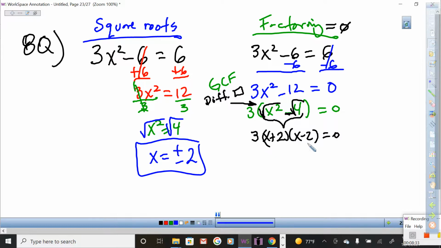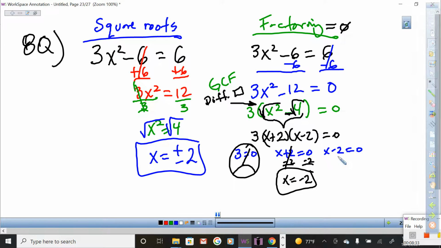Next, now that we have 3 different factors, we set them all equal to 0. 3 equal to 0, x plus 2 equal to 0, and x minus 2 equal to 0. Alright, is 3 equal to 0? No, that cancels, okay. And here we solve for this one, minus 2 minus 2, x equals negative 2, plus 2 plus 2, x equals 2. Did we get the same answer as over here? Yes. Different method.